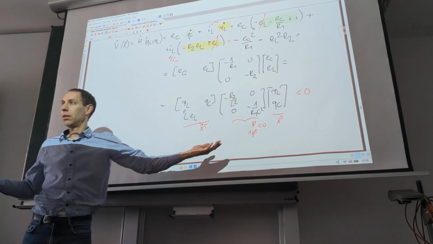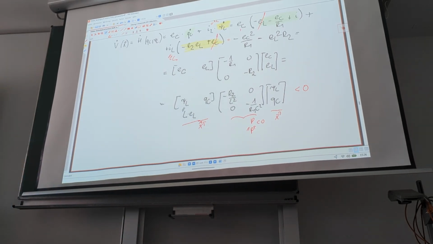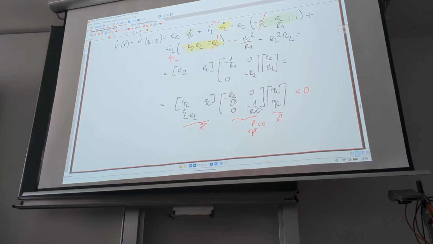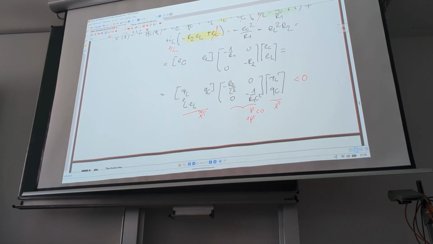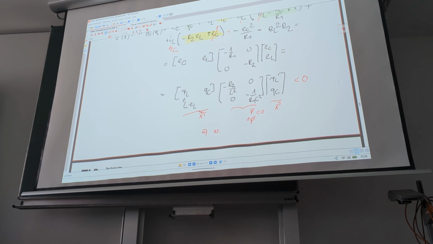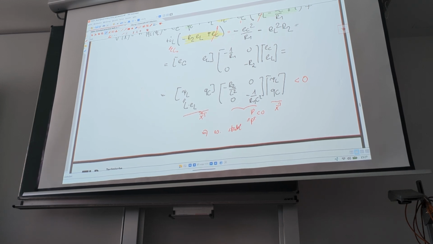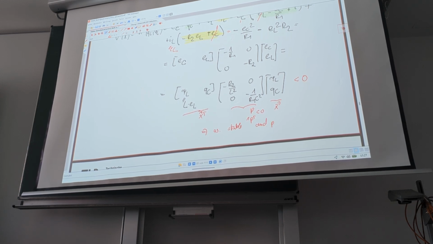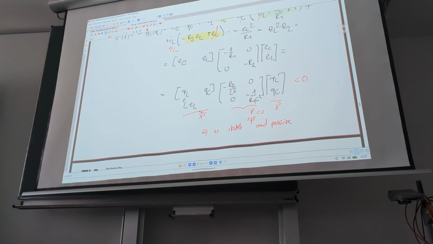These two are negative quantities. For whatever the resistor, capacitor, and inductor are, this will always be asymptotically stable. So therefore, asymptotically stable and passive. Okay? That's what we get as an example.